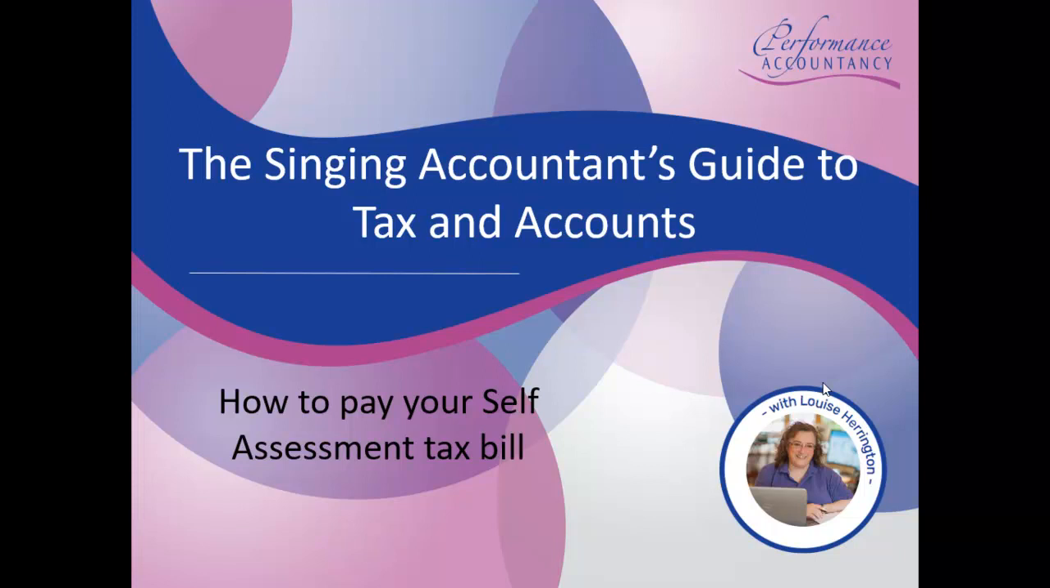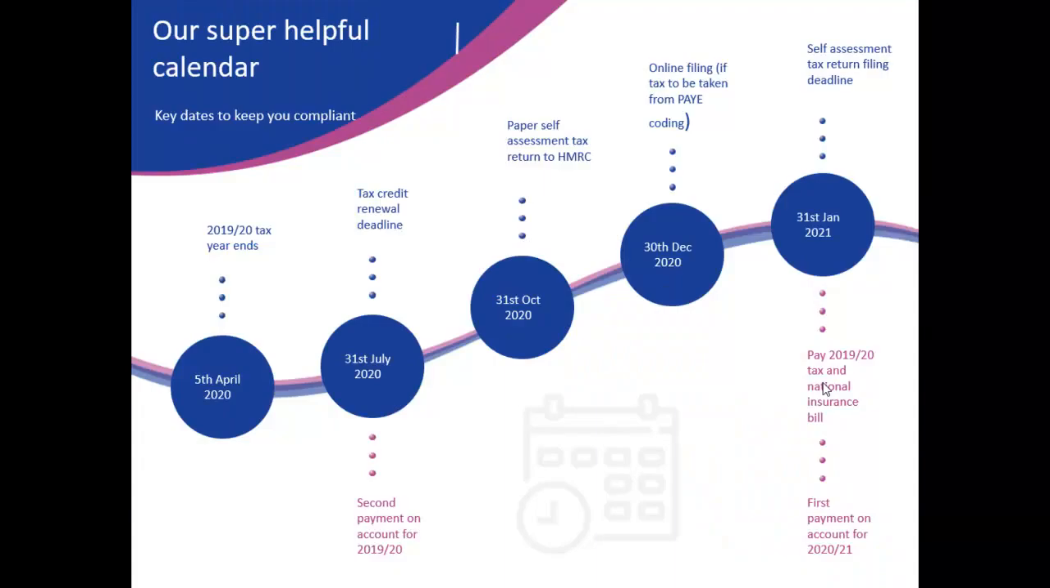My name's Louise Harrington, and for this section we're looking at how to pay your self-assessment tax bill. So, where to start? There's a little calendar here to show you what money needs to be paid when. I'm just taking the 2019-20 tax year as an example. If you wanted to look at the 2020-21 tax year, just add an extra year onto all these dates.